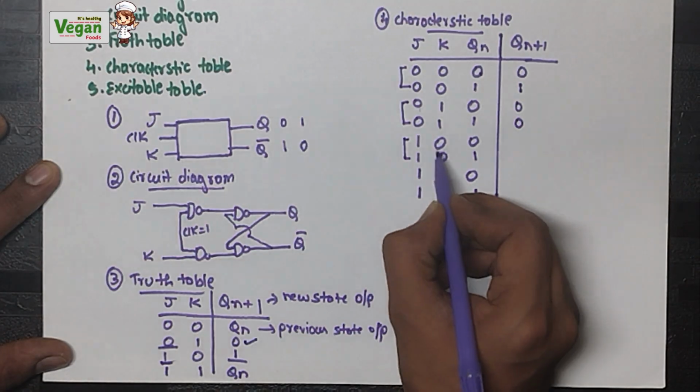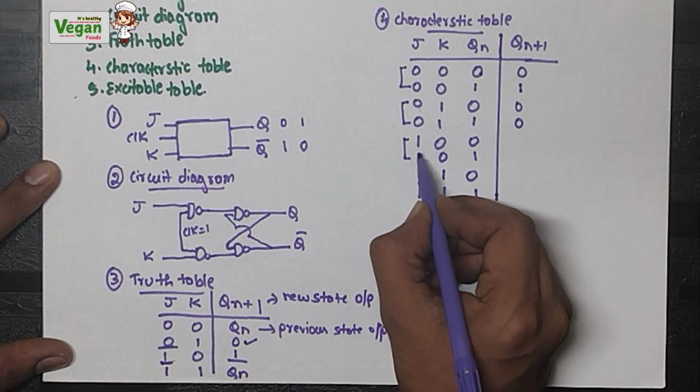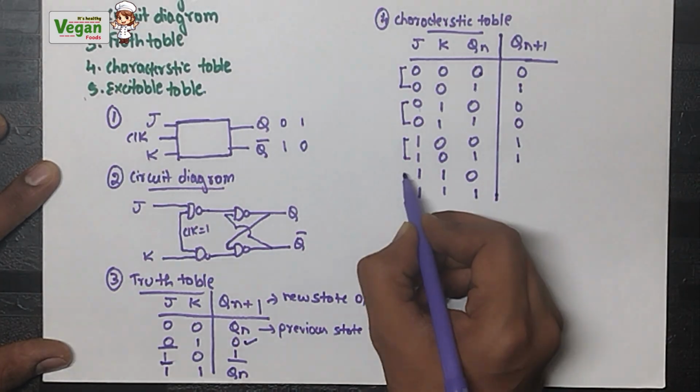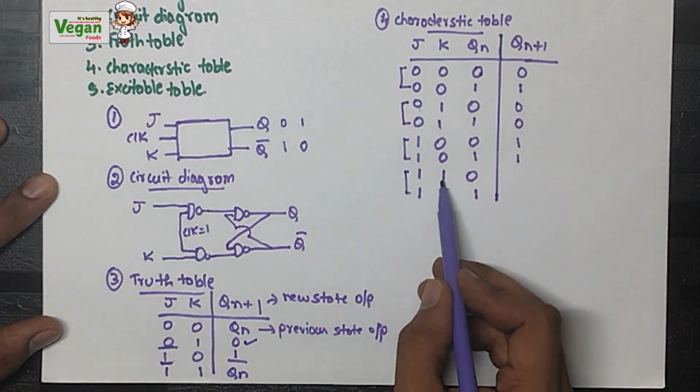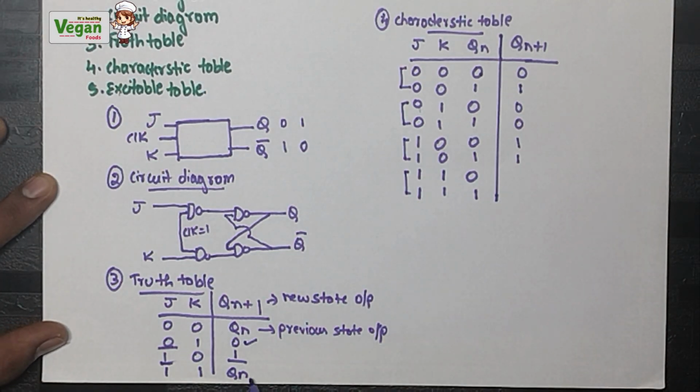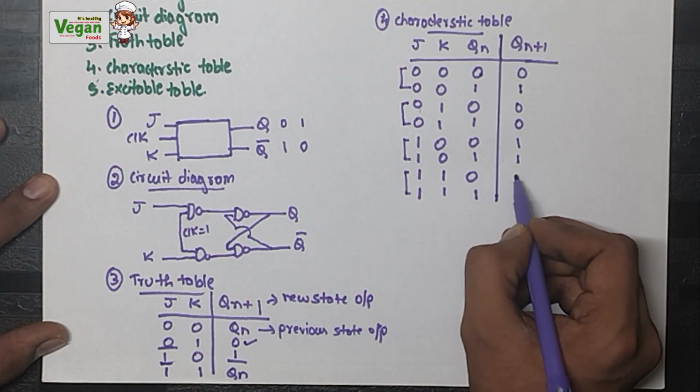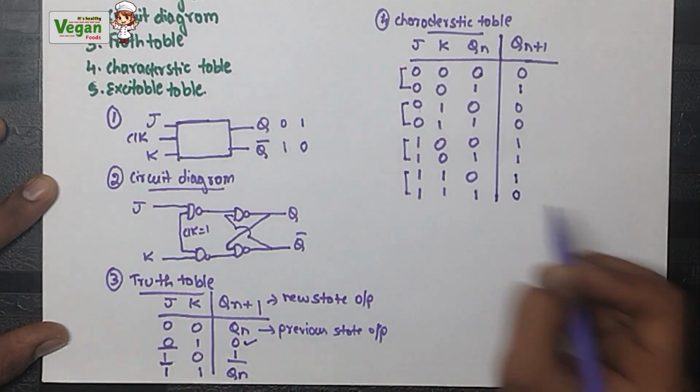When J value is equal to 1 and K value is equal to 0, we will take the J value, that is 1. When J value is equal to 1 and K value is equal to 1, here both J value 1, K value 1, what we will do? Complement of the previous state output. So here 0 is there, we will write 1. Here 1 is there, we will write 0.